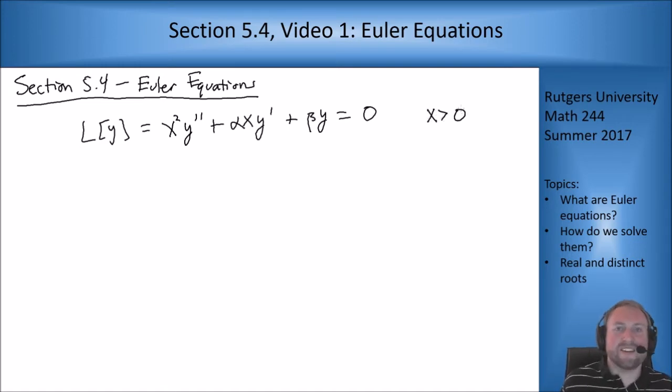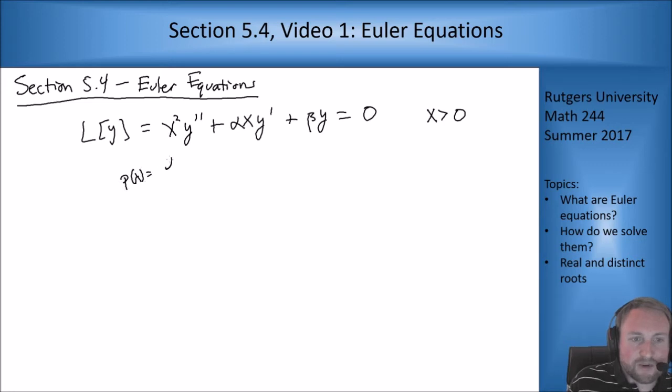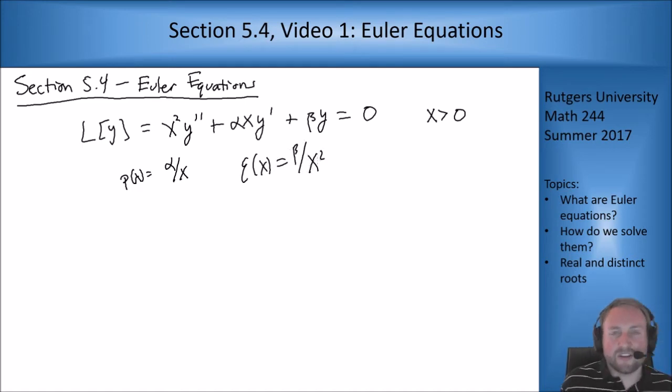So in this case, we obviously need to avoid x equals 0 because at x equals 0, our p and our q are discontinuous, because in this case our p of x is going to be alpha divided by x and q of x is beta over x squared. So these are discontinuous at 0. So just for convenience's sake, we're going to stay on the positive side of 0. So we're taking x bigger than 0 for this problem.